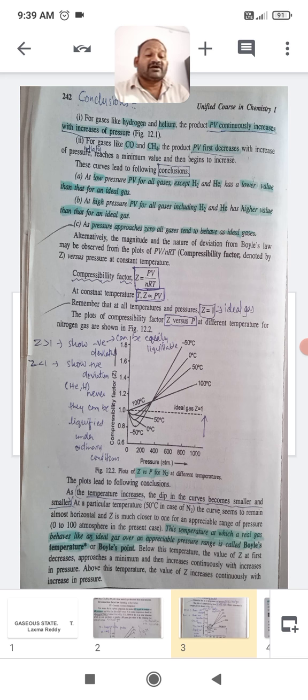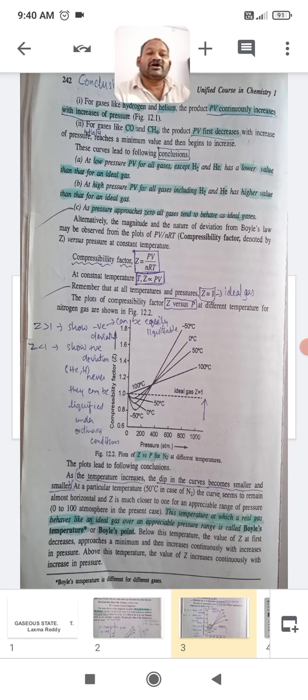First, at low pressure, PV for all gases except hydrogen and helium has a lower value than that for an ideal gas. Second, at high pressure, PV for all gases including hydrogen and helium has a higher value than that for an ideal gas. Third, as pressure approaches zero, all gases tend to behave as ideal gases.